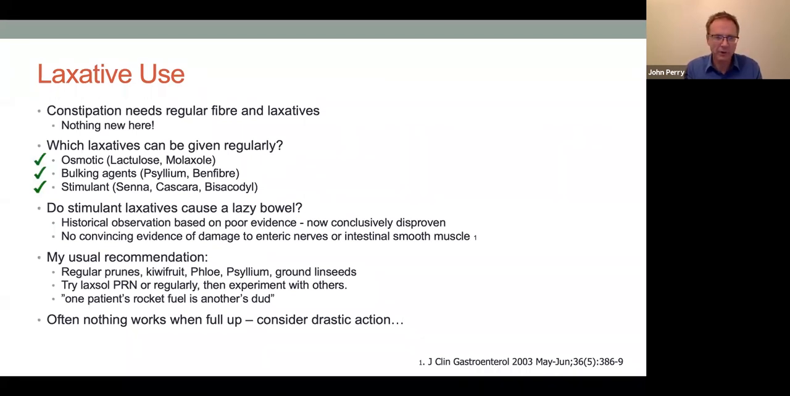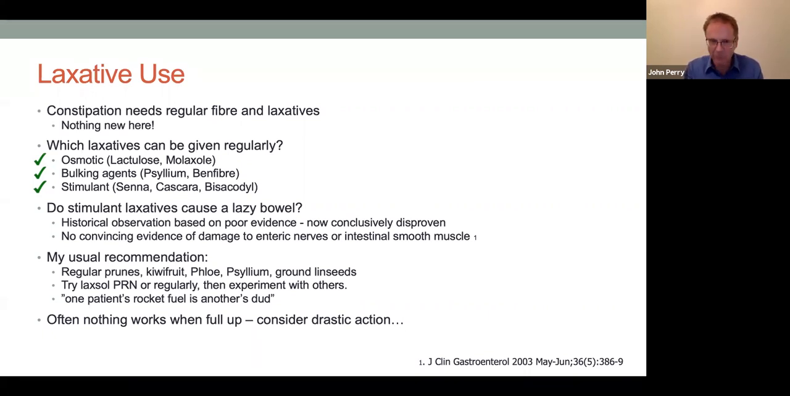The important other point is that one thing isn't the same in everyone. So one person's rocket fuel is another person's dud. I've seen patients who can't take more than one prune, or they have horrendous diarrhea. And other patients can have bisacodyl and notice nothing. So it's really important to try some other things if they say, oh, these don't work.